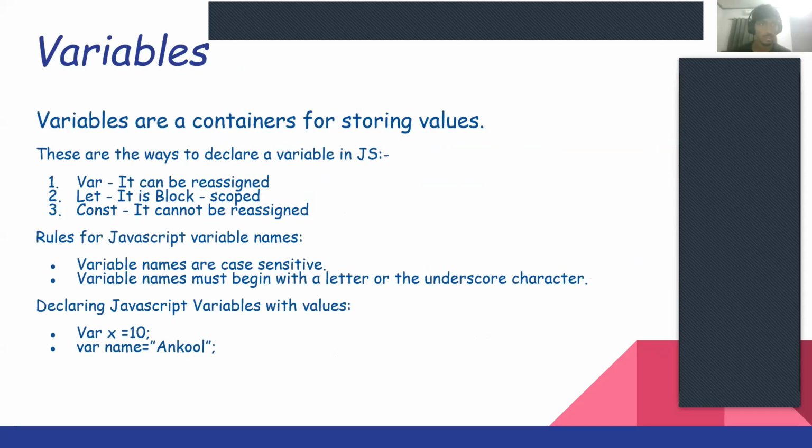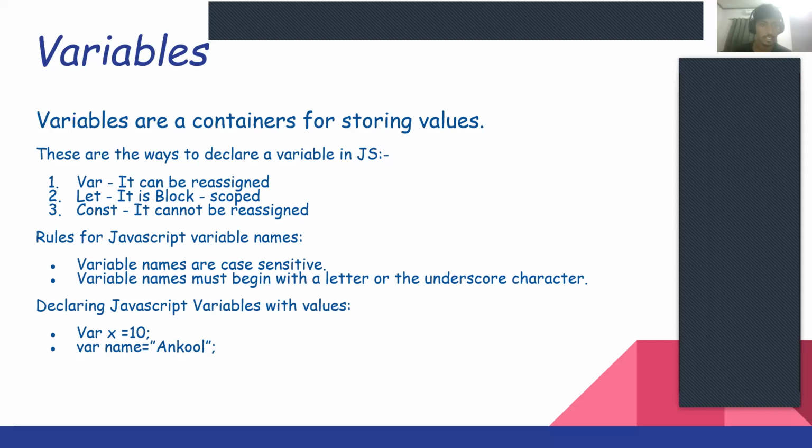So now going on to variables. Variables are containers for storing values. There are various ways to declare a variable in JavaScript. One of which is var, which can be reassigned and is function scope. We can use let. Let is block scope. It can also be reassigned, but it is block scope. Whereas const cannot be reassigned and it is also block scope.